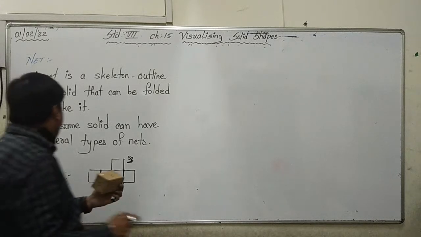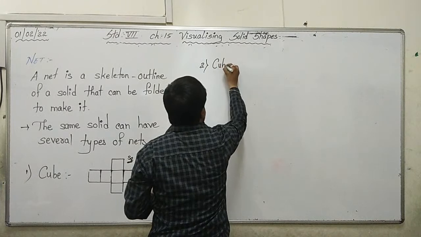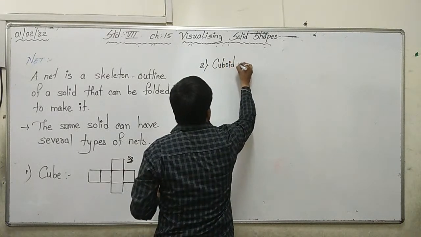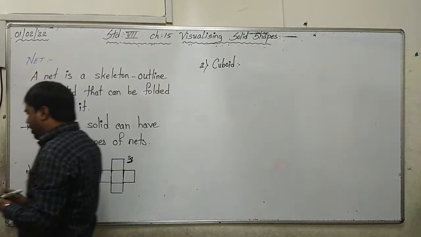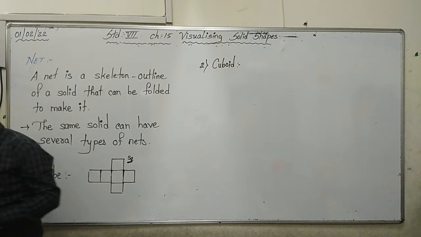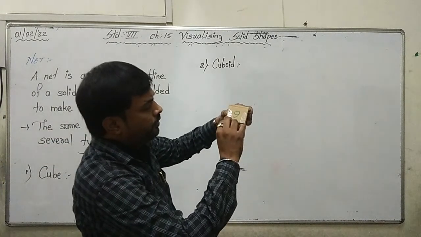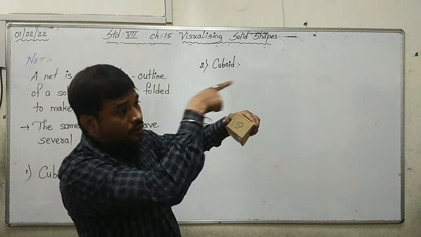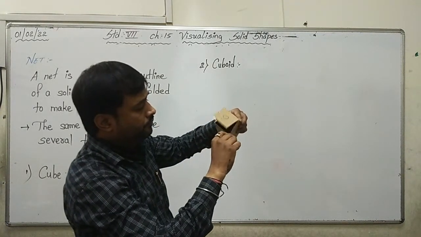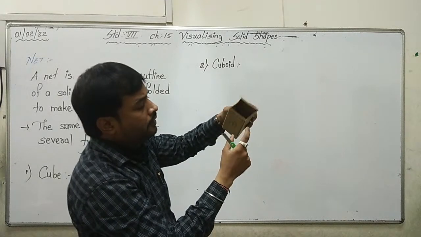Now let's talk about the second one, that is cuboid. Again, what we are going to do? I'm going to cut the cuboid part. So first I'm going to cut from here. So you can see that one rectangular form is open.